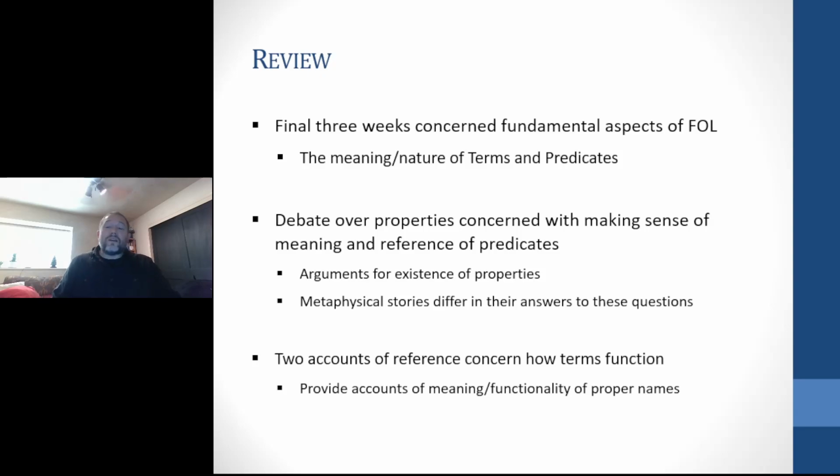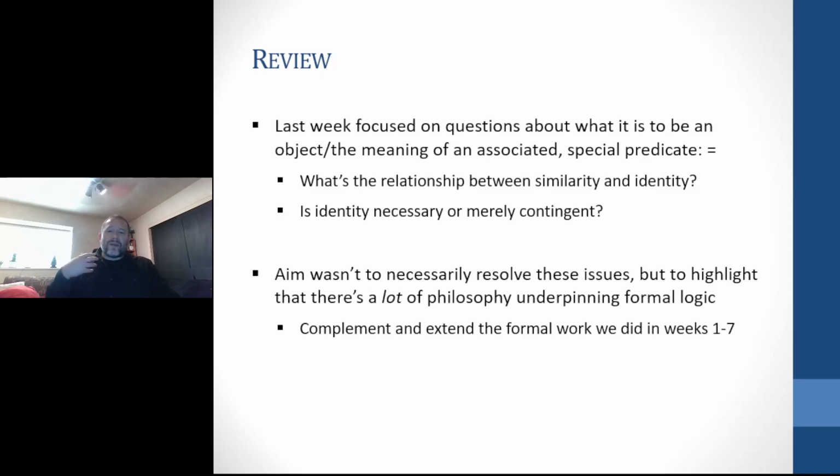Then we pivoted to thinking about not predicates, but terms, singular terms. How do singular terms denote or refer to the things that they do? And what is their meaning, if there is any such thing? And here we looked at two accounts, the direct reference theory and descriptivism. We said some good things about them and some bad things about them, and that was sort of where we were. And then we wrapped up by talking about identity.